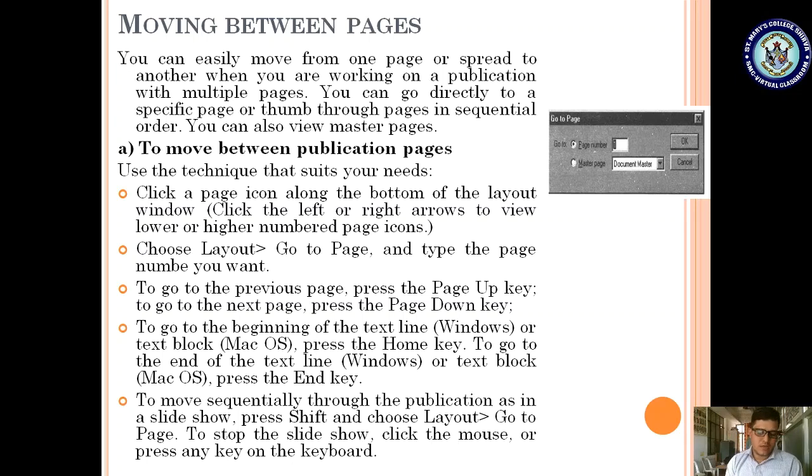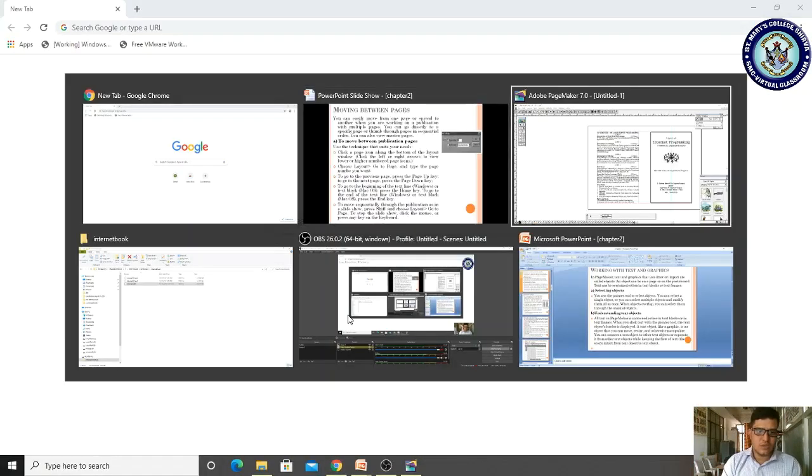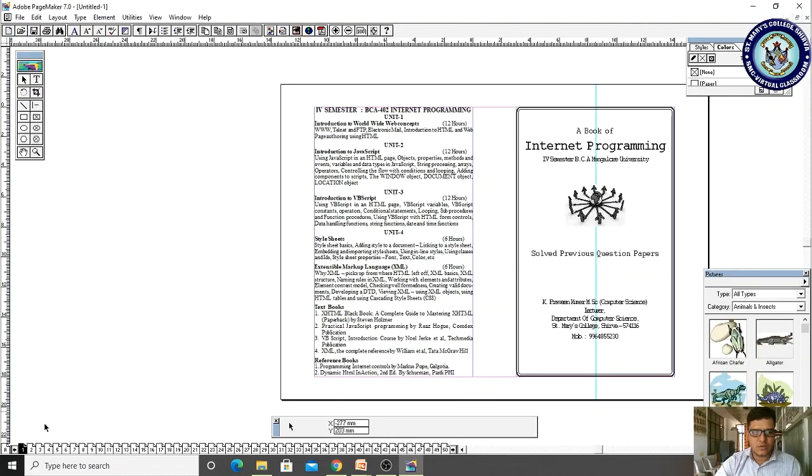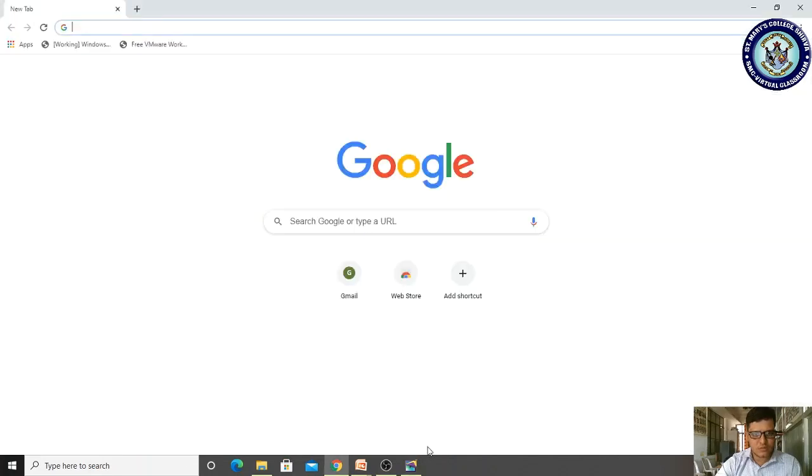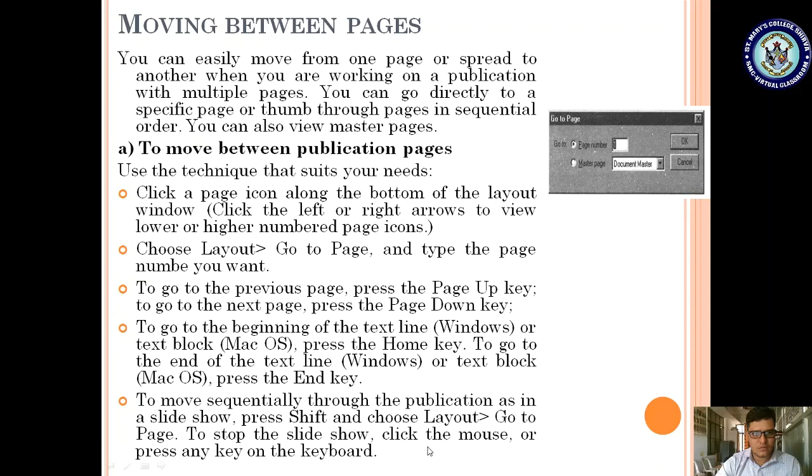And just now we have seen here the layouts exist. Here the page numbers, page layouts exist. Okay, click a page icon along the bottom of the layout window. Click the left or right arrows to view lower or higher numbered page icons.